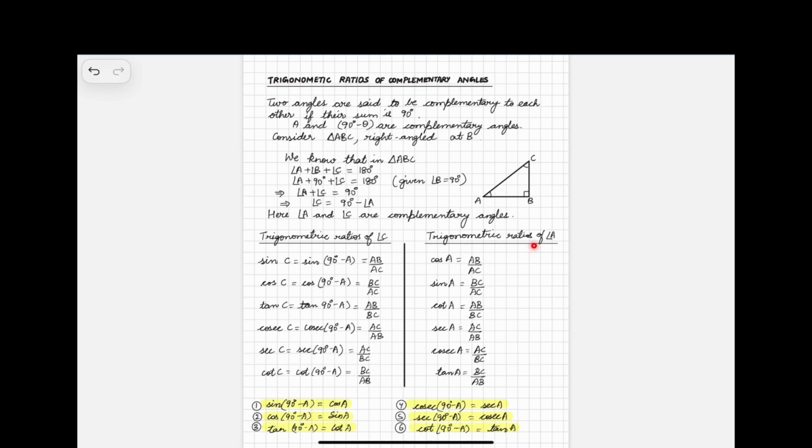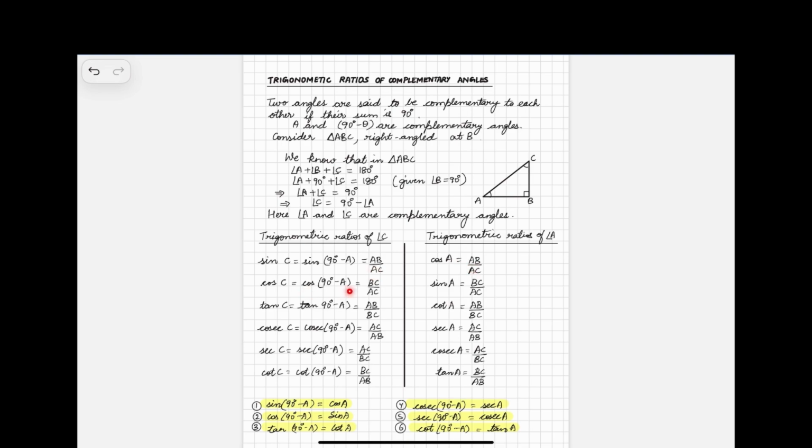Similarly, trigonometric ratios of angle A will be: cos A is AB by AC, sin A is BC by AC, cot A is AB by BC, secant A is AC by AB, cosecant A is AC by BC, and tan A is equal to BC by AB. Now when we compare these two ratios of angle C and angle A, we find that sine of 90 minus A is equal to cos A because both are equal to AB by AC.